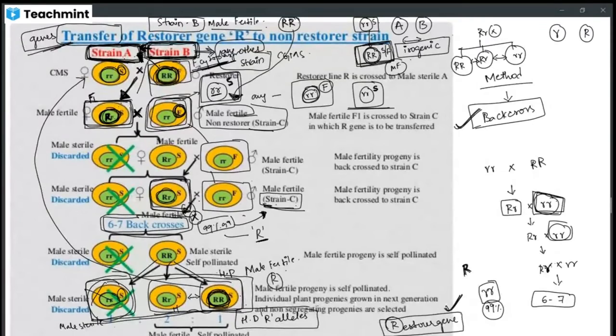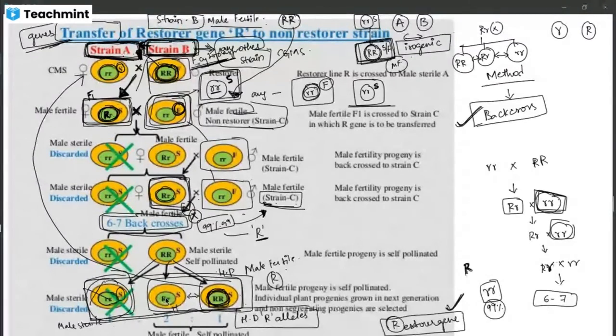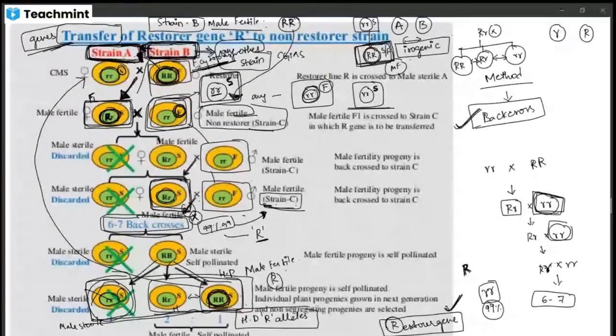Sir, we'll go for progeny test. Yeah, no progeny testing. You just self them again. So if you just self them, the heterozygous one will segregate, but the homozygous one will not segregate, right? Yes, sir. So you can fix that. This is the line which is not 100% but 99.99% strain C, which has the restorer gene incorporated or transferred, right? Yes, sir. Okay, are you clear? Yes, sir.